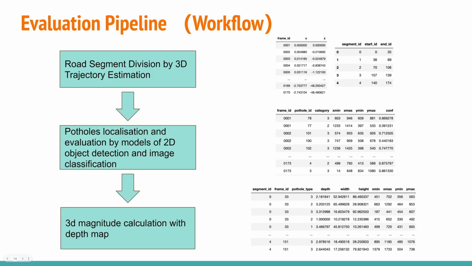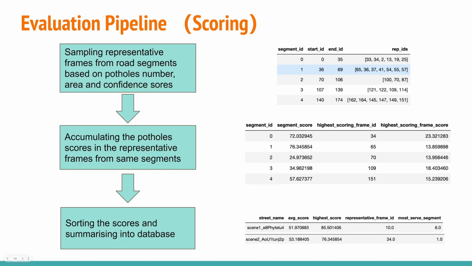And then we move on to the evaluation pipeline for our system. So our evaluation pipeline divides the road segment by 3D trajectory estimation, and then summarizes all the pothole properties of 2D and 3D information, as shown in the workflow. We then sample the representative frames and calculate the scores by accumulating the potholes' severity scores.